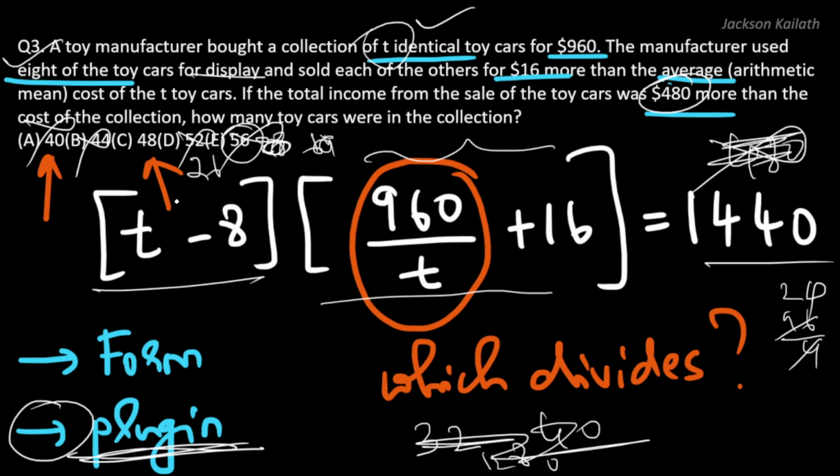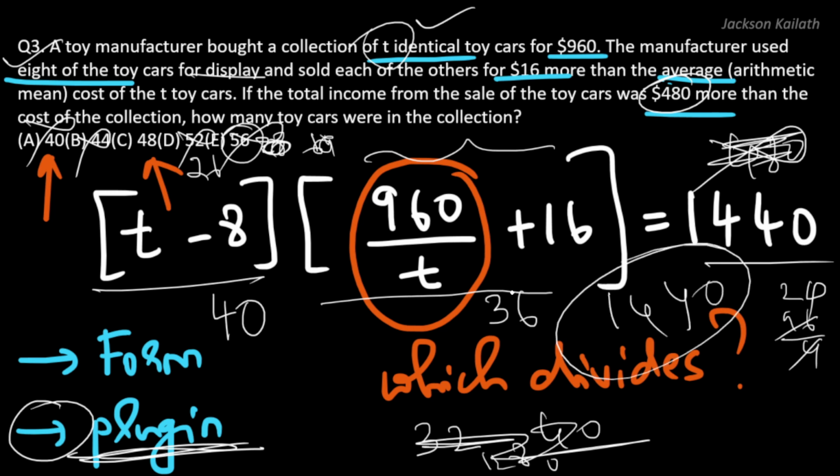But even if you plug it in, you will get it, right? 48 minus 8 gives you 40 over here, and 960 divided by 48, that's 20. 20 plus 16 is 36, right? So when you multiply this, you'll get 1440, which is the right hand side. So LHS and RHS, or left hand side and right hand side, match when you plug in 48, and that's the correct answer. So remember, don't skip the step of plugging in, especially if you see that there are multiple values which divide. Many students, when they see that 40 divides 960, will just go ahead and mark that as the answer, which is not to be done.